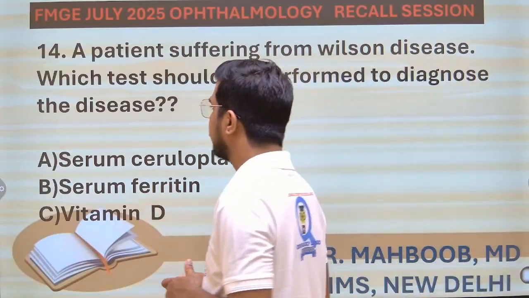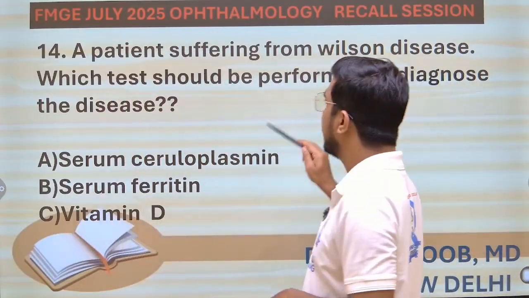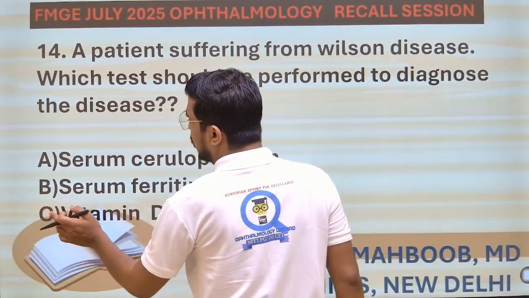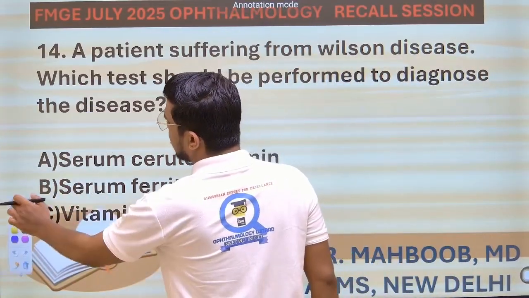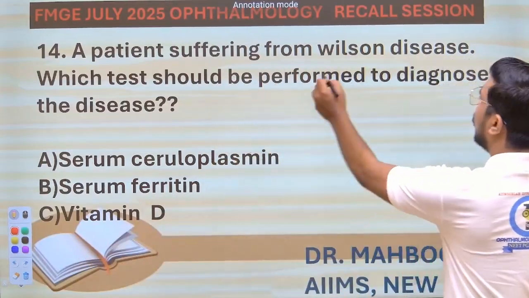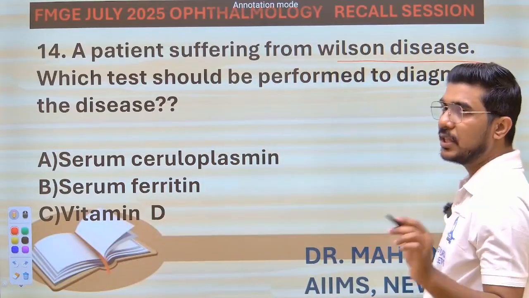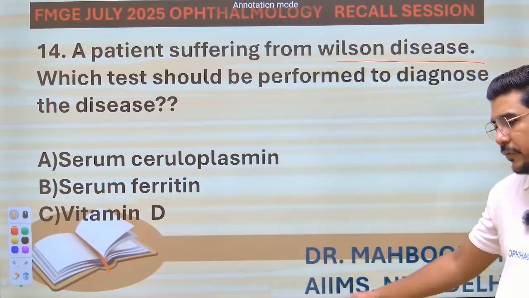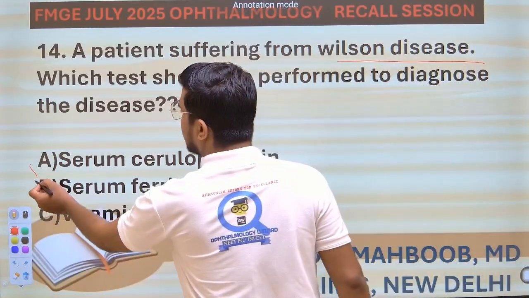No brainers. A patient suffering from Wilson disease. So the patient is having Wilson disease. What are the parameters that you use to diagnose Wilson disease? A very straightforward question. Serum ceruloplasmin, ferritin, or vitamin D? Obviously, the answer will be serum ceruloplasmin.